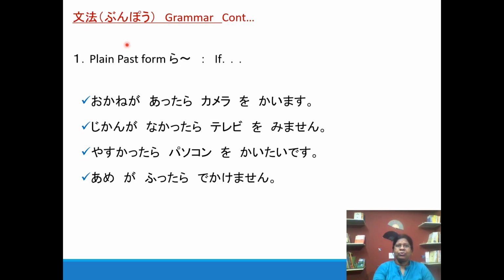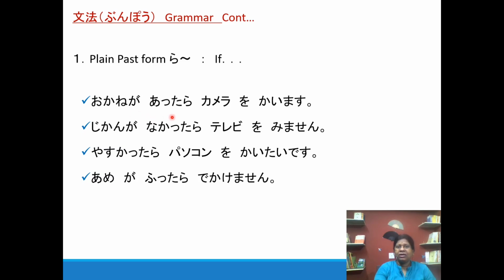Grammar, bunpo. In this lesson, we will learn plain past form ra, if. It is a conditional form, if condition. Before ra, the plain past form will come, maybe verb, adjective, maybe noun. Understood? Come to the sentence.